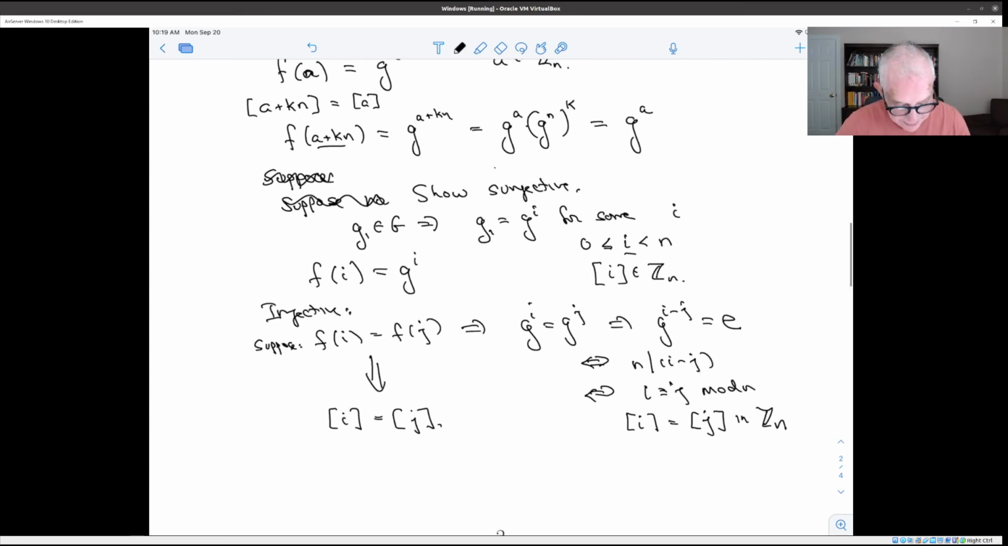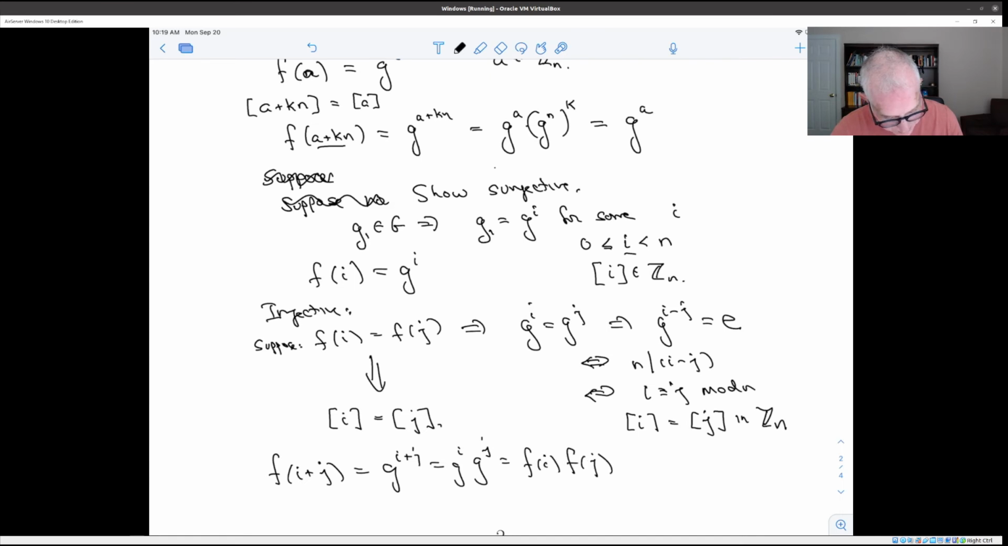And I guess finally we should check that the isomorphism property holds, and that's because f of i plus j is g to the i plus j, which is g to the i times g to the j, which is f of i times f of j. So the proof is very similar to the case where you have an infinite cyclic group, and you see that if you have a finite cyclic group of order n, it's necessarily isomorphic to Zn.